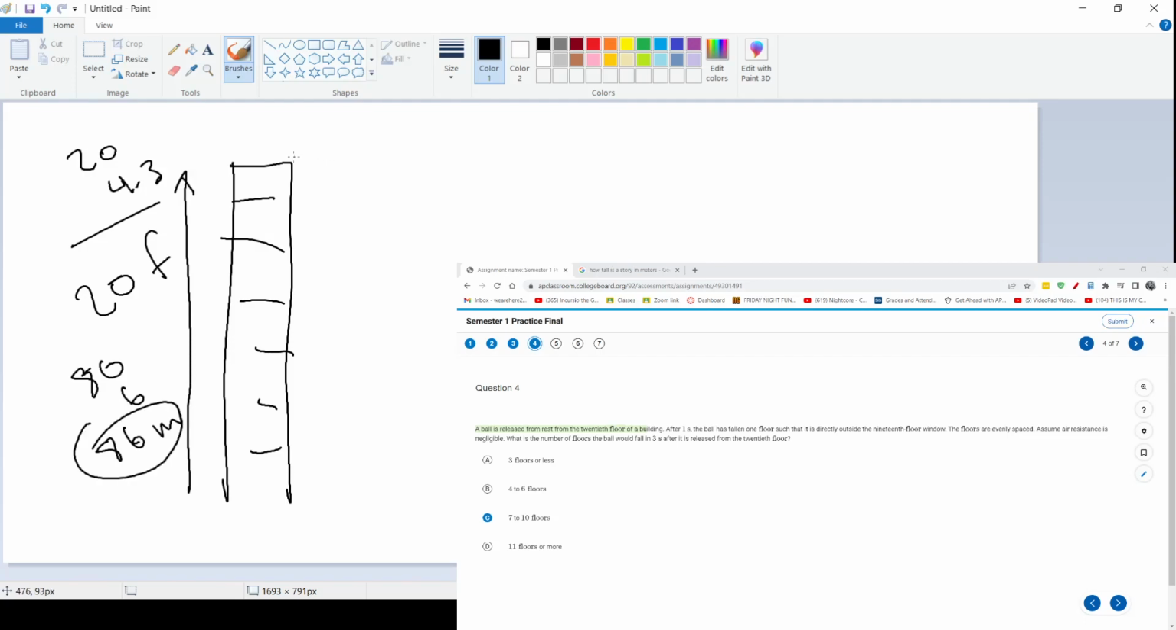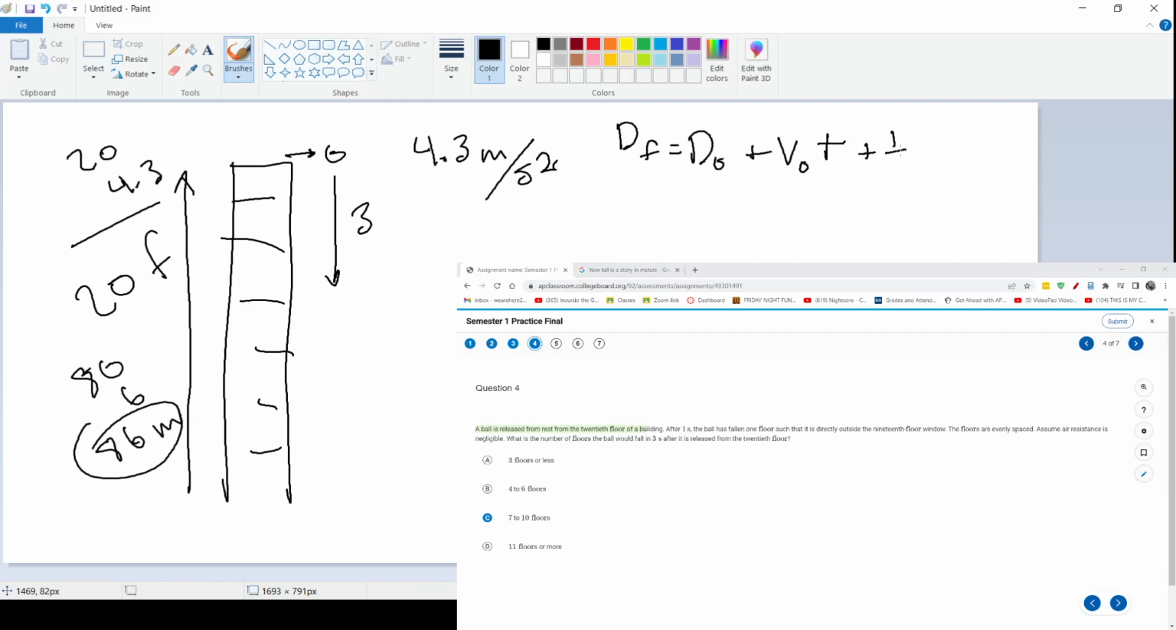A ball's released from the 20th floor of a building. It goes down 3 seconds, and it has passed 4.3 meters per second. That was the first floor, so it's going to be seconds squared. Now we're going to do a funny little equation called distance final equals distance initial plus velocity initial times time plus half the acceleration times time squared.